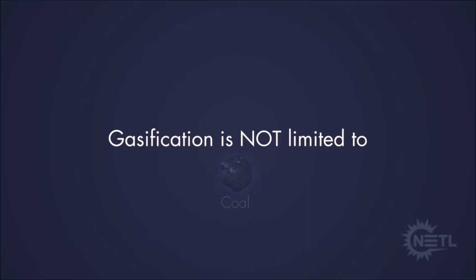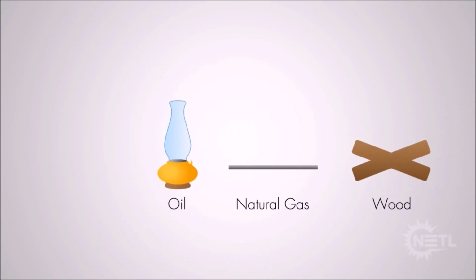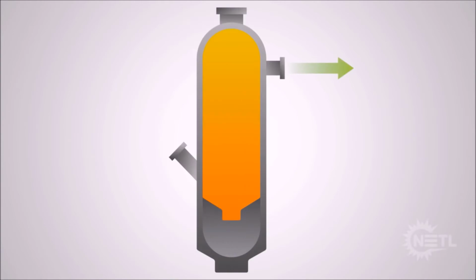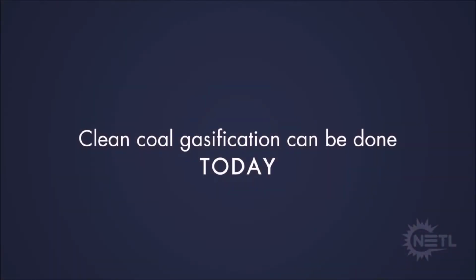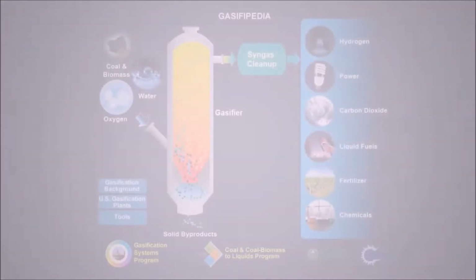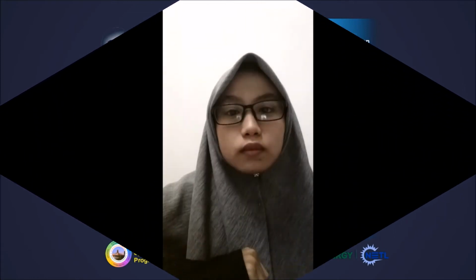But gasification is not limited to coal. Wood, natural gas, oil, and farm waste can all be burned to make heat. They can also be gasified to make clean electricity, clothing, fuel for cars, trucks, tanks and jets, and other products we use every day. Clean coal gasification can be done today. DOE is developing technologies to make this vision affordable. To learn more about these technologies and gasification in general, enter Gasifipedia into your preferred search engine.